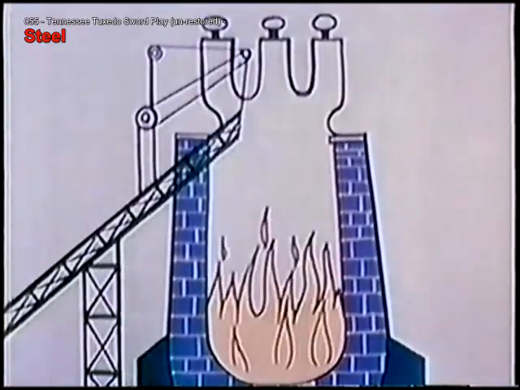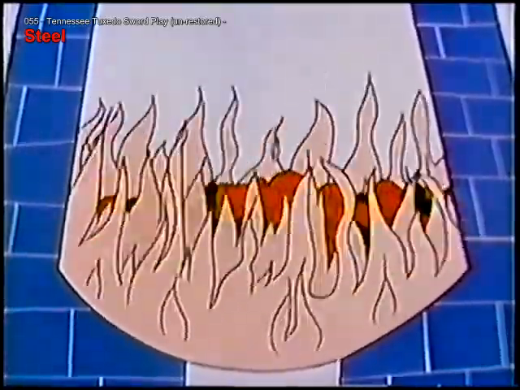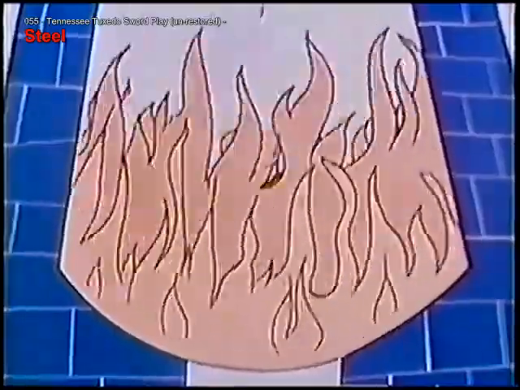Well, here's an example. Coke is also put into the blast furnace with the iron ore. Now, coke is almost pure carbon. So, as the furnace grows hotter, the carbon of the coke draws out the oxygen of the iron ore. The oxygen joins the carbon to form carbon dioxide, a gas.